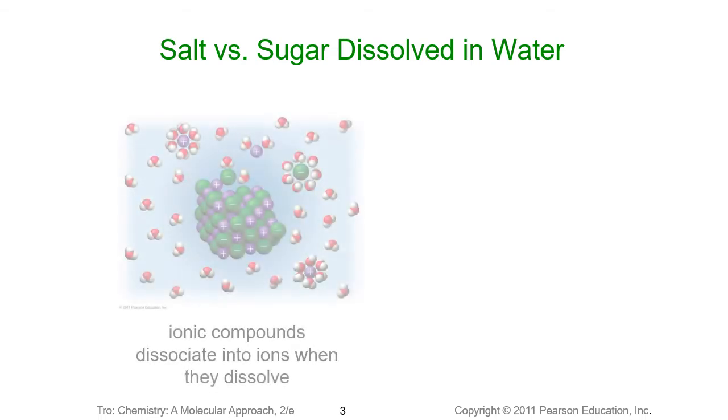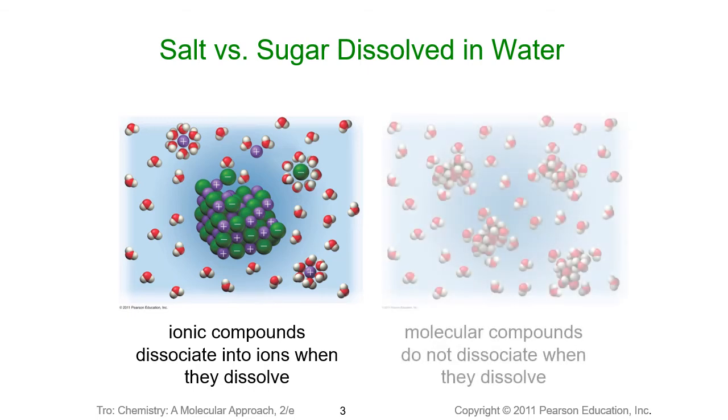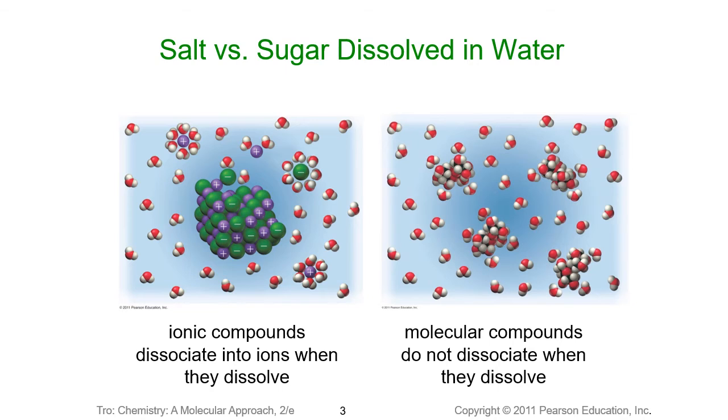So if we look at this on the molecular level, you'll see that our ionic compounds, such as sodium chloride, get surrounded by the water when they dissociate into ions, and they dissolve. Our molecular compounds do not dissociate, they stay as the molecule, but they still get surrounded by the water in the solution. But they stay as the entire compound, which means they're not available to conduct the electricity.